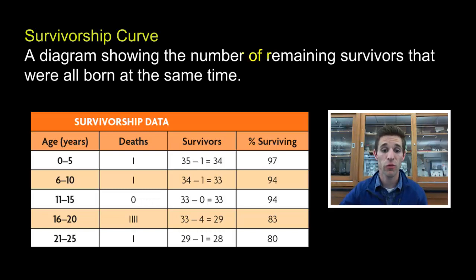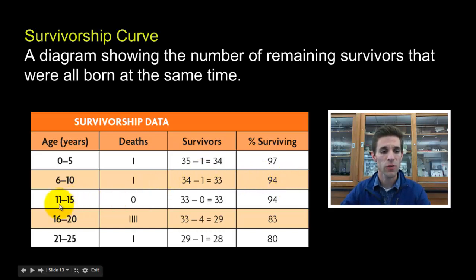So if you look at this data right here, you can see that if a group of organisms are born, for example, let's say 35. So let's say in age 0 to 5, you have 35 individuals. And in that time, let's say one dies, so we'll subtract 1 for a total of 34. That means there's a total of 97% of the original 35 that are still surviving. And then in years 6 through 10, you get maybe one more death, so we'll subtract 1. And so they're dying off kind of slowly here. And so you have 33. So 33 divided by 35 is a 94% survivorship there.